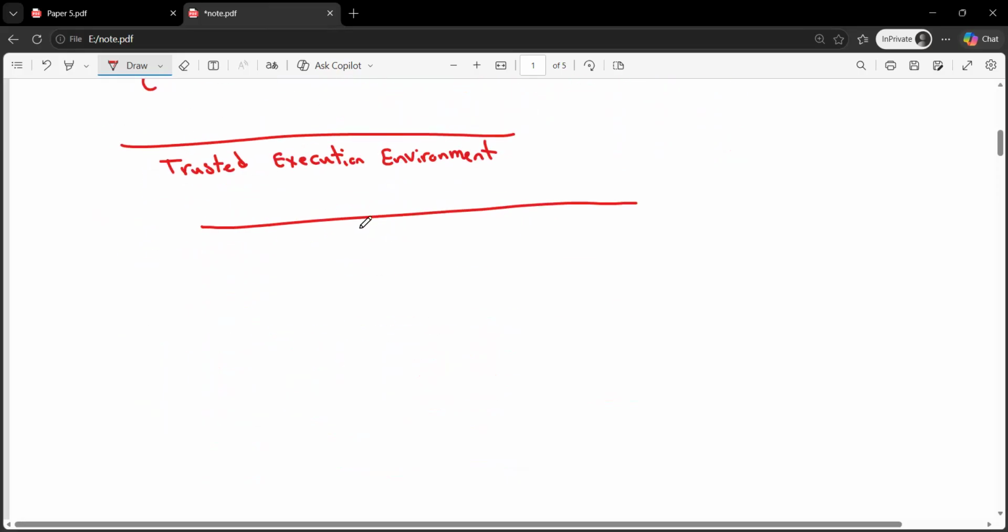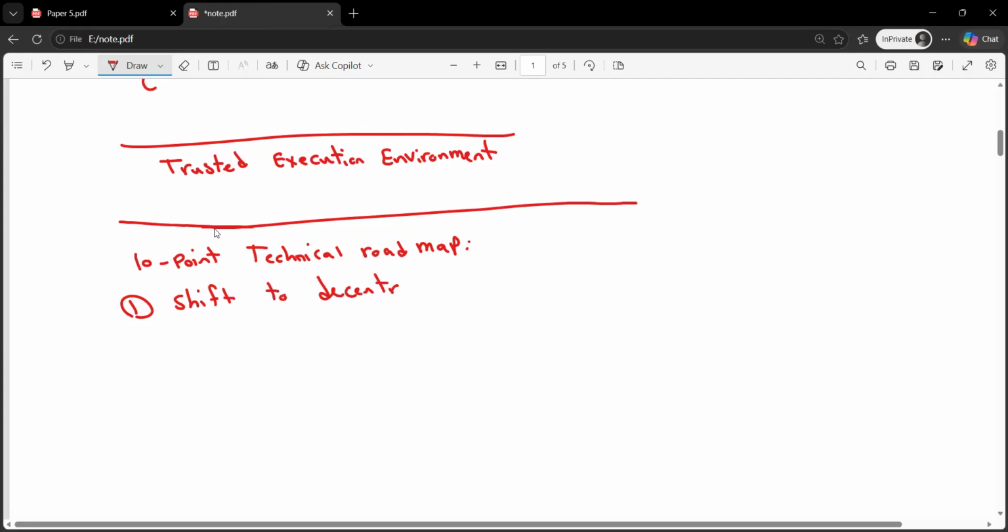So the most important point of this paper is the 10 points that are shared as a roadmap. So I call them the 10-point technical roadmap. Number one, shift to decentralization. So don't use a centralized approach. Instead, use a decentralized approach, which means that we have multiple hospitals. Each of them shares specific parts, not just one server that gets everything.